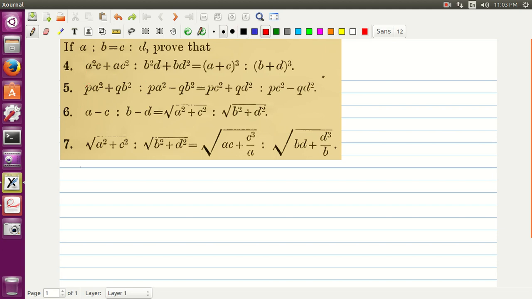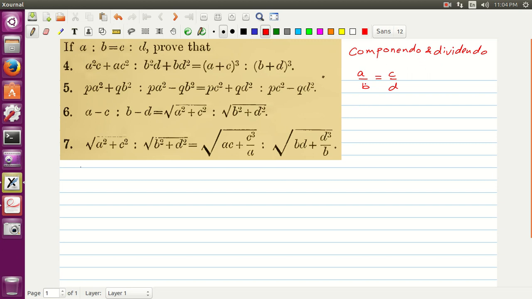Now, before we solve each of these problems, I want to introduce to you one rule called componendo and dividendo, and I will show you how to use it. The rule of componendo and dividendo says that suppose we have two ratios A by B and this is equal to C by D. Okay, suppose we have two ratios A by B is equal to C by D.